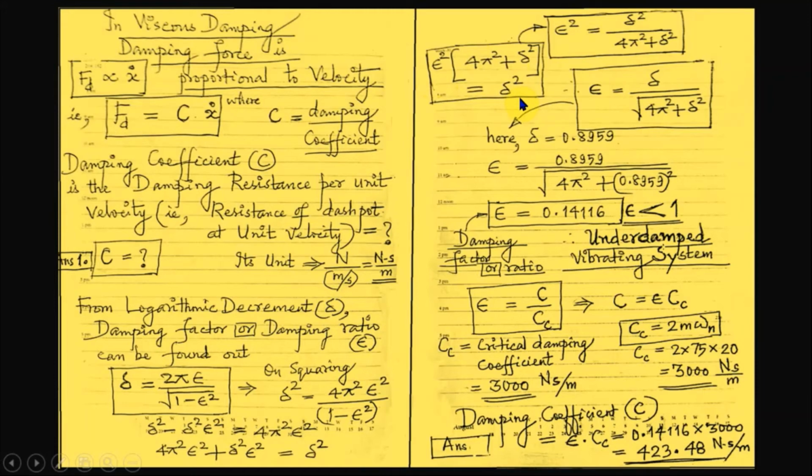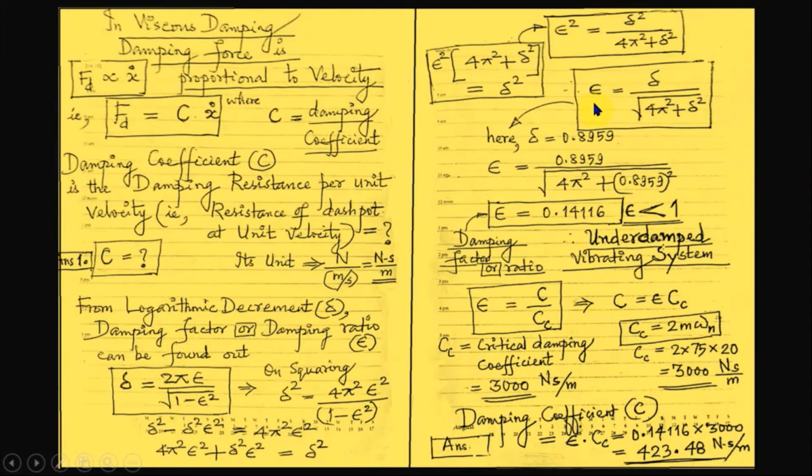And you have to find out epsilon. So epsilon square is delta square divided by 4 pi square plus delta square. So if you take the square root of the expression on the right hand side, you will get the epsilon, that is damping factor or damping ratio.